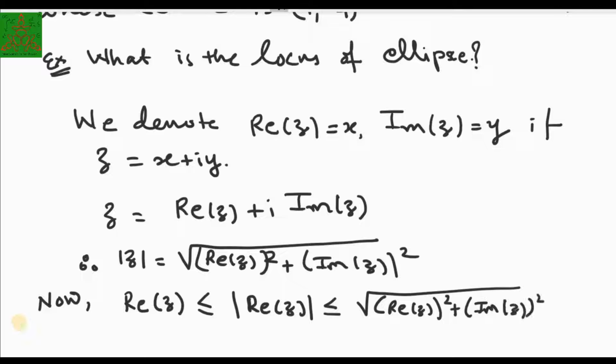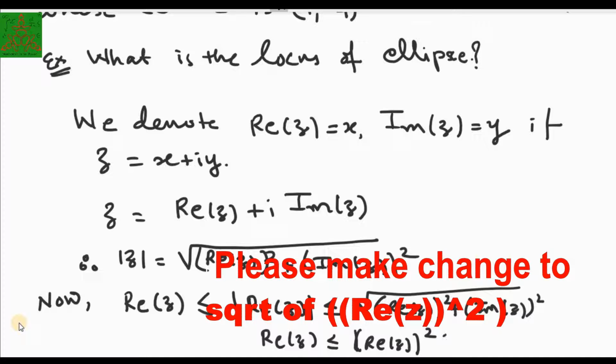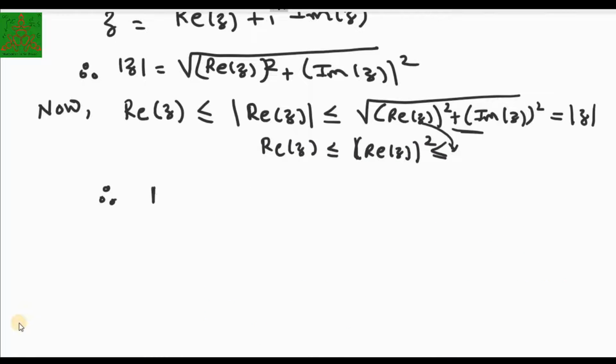Why? Because what I actually did is I have just written down that the real part of z is always less than or equal to the mod of the real part of z, and then obviously this will be less than or equal to this quantity, and this quantity you have is nothing but the mod of z. So combining this, what we can say is the real part of z is less than or equal to the mod of the real part of z, which is less than or equal to mod z.